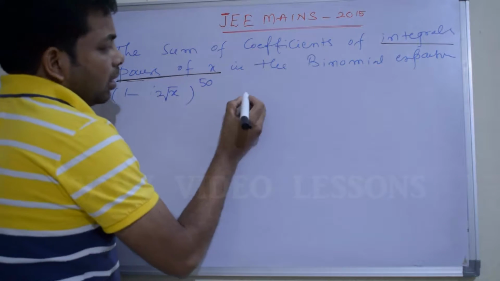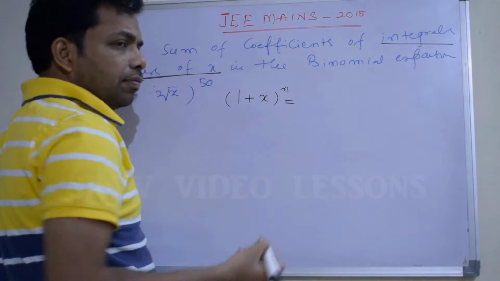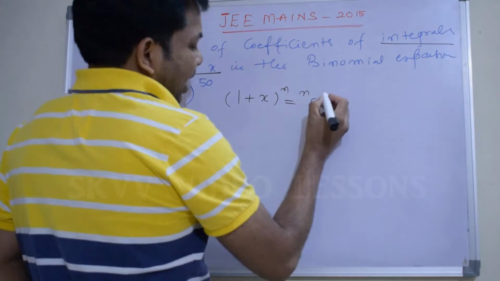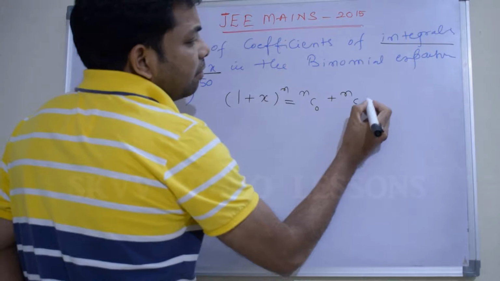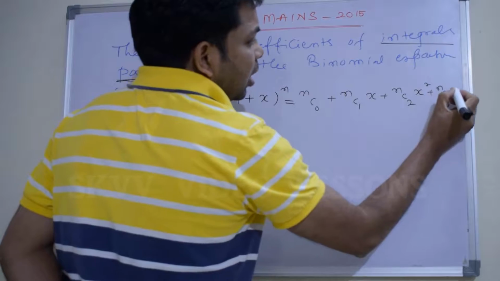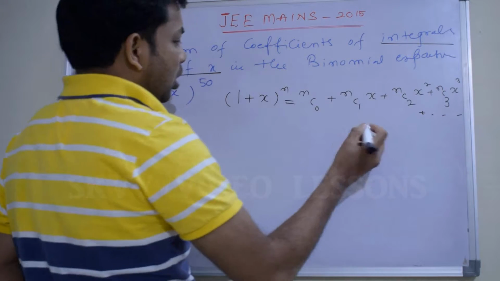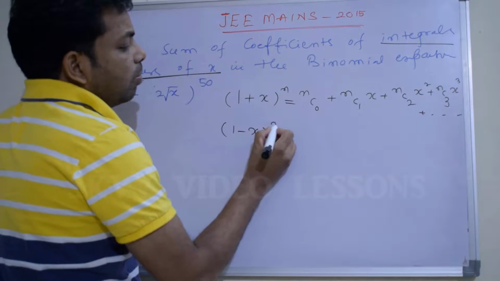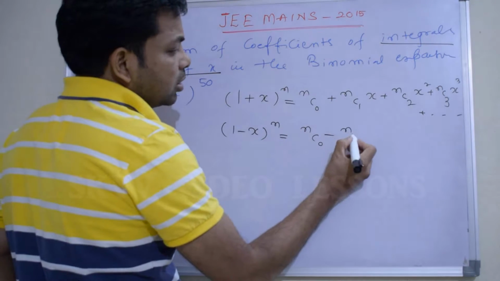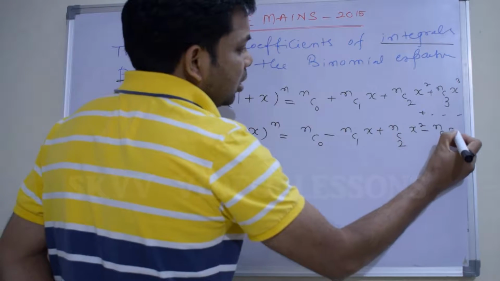First of all, in the binomial expansion, (1 plus x) whole power n is what? The starting formula in the binomial theorem: NC0 plus NC1 into x plus NC2 x square plus NC3 x cube plus up to so on. Ending is x to the power of n. Now what is (1 minus x) whole power n? Alternating symbols. So NC0 minus NC1 x plus NC2 x square minus NC3 x cube.